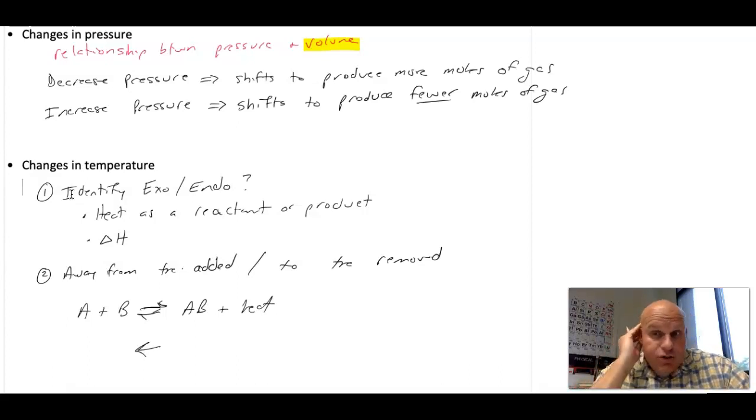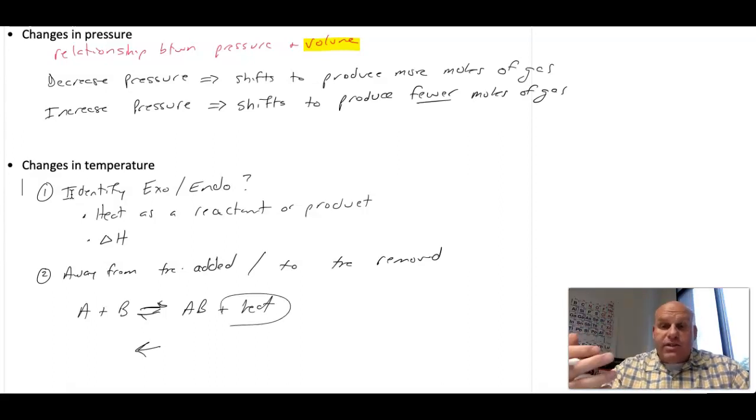So our first task is to identify where that heat is actually located. This would be the simplest scenario where they actually write it directly in the reaction as a product or reactant. They can also tell me exothermic or endothermic, or they can give me a delta H value. So I should be able to handle all three of those to identify where the heat is located, on the left or on the right. And then at that point, it's away from the added, to the removed.